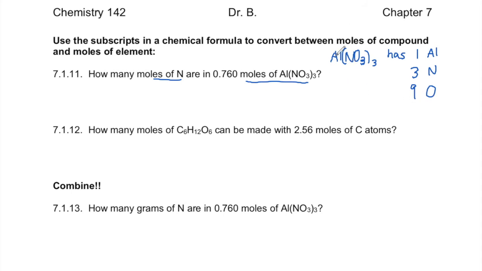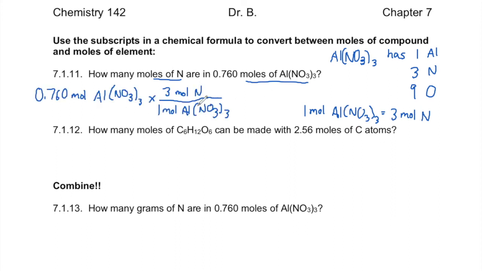So since 1 unit of aluminum nitrate has 3 nitrogen in it, then that means that 1 mole of aluminum nitrate would have 3 moles of nitrogen in it. So 1 unit of aluminum nitrate has 3 nitrogen atoms. 1 mole of aluminum nitrate has 3 moles of nitrogen, and 1 mole of aluminum and 9 moles of oxygen. But this is the relationship between aluminum nitrate and nitrogen.